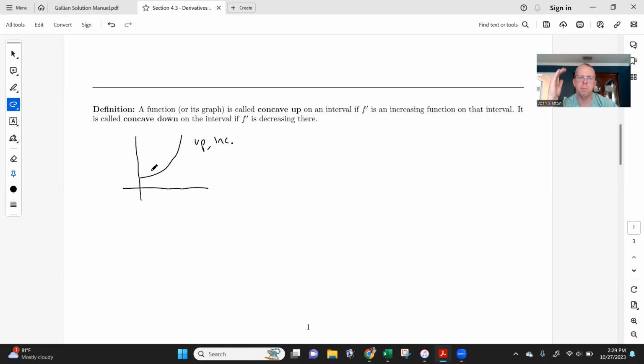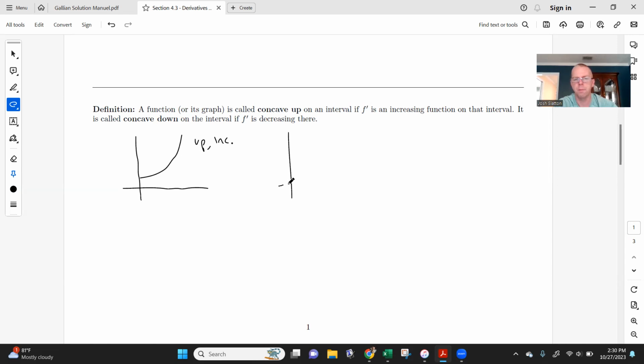So let's just say 0.2, 0.3 is the slope, 0.5 maybe. Then as we get up here and we look at the tangent line, now we're getting a steeper slope. And so now the slope is going to be 3, 4, 5. So instead of 0.2, it's going to be 0.5. So the slope is increasing. The function is increasing and the slope is also increasing. And so when the slope is increasing, the derivative is increasing, that means we're concave up.